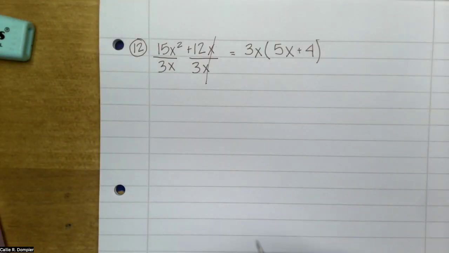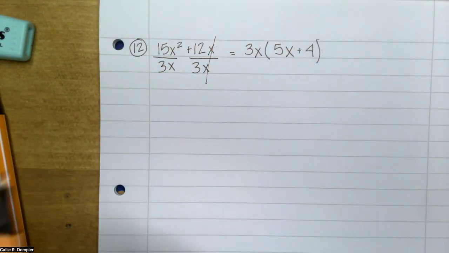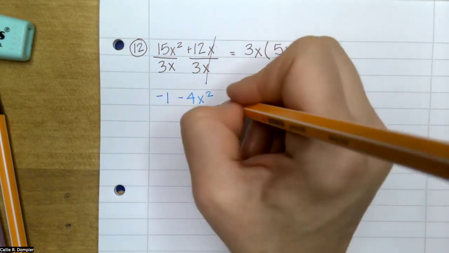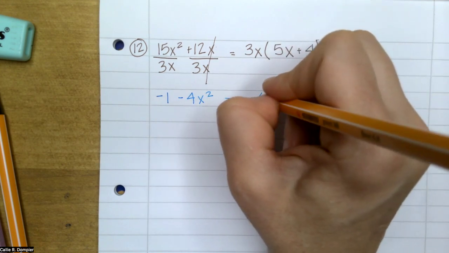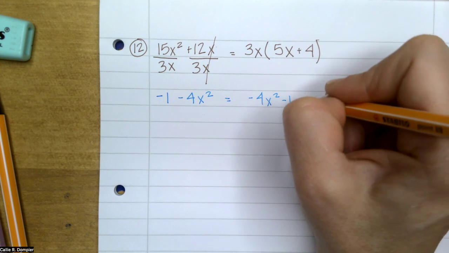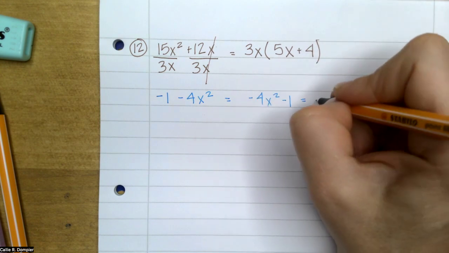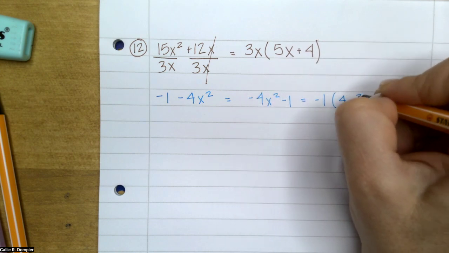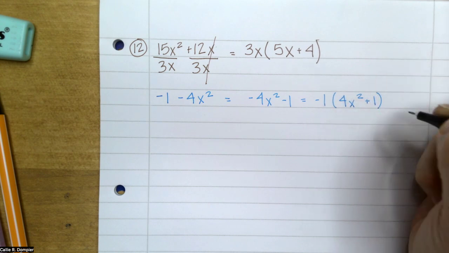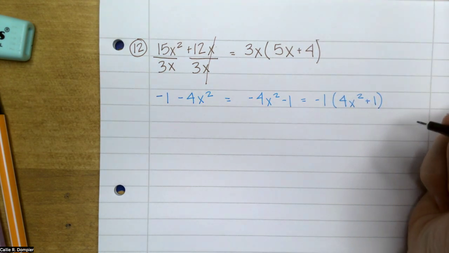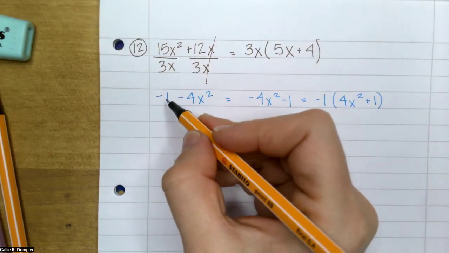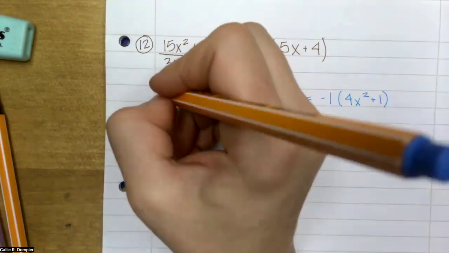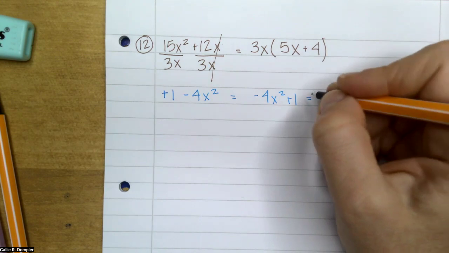And then the last part, we have 1 minus 4x squared. Let me put that into descending order, right? So -4x squared plus 1. Now I don't want the leading term to be negative, so I'm going to factor out a -1. Oh, sorry, I wrote that down wrong. It's not a -1. It's positive.